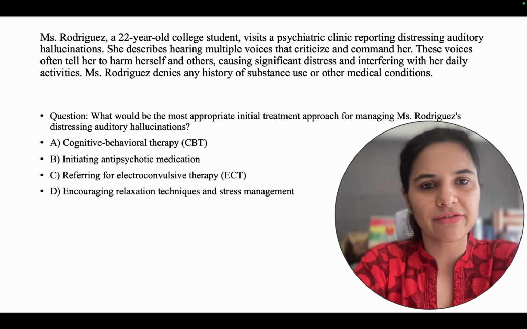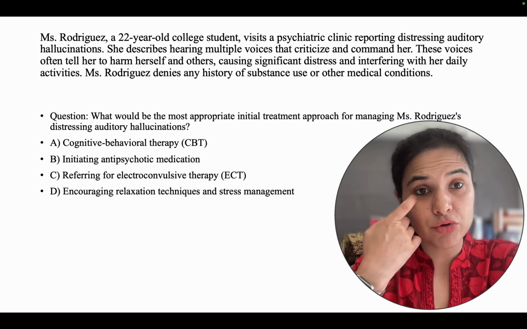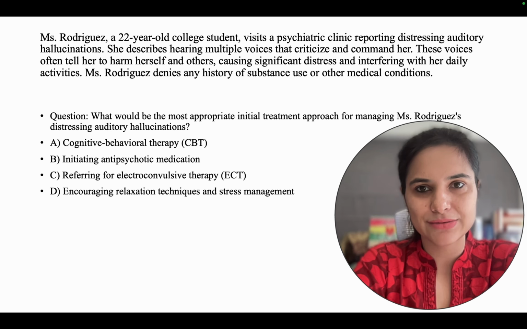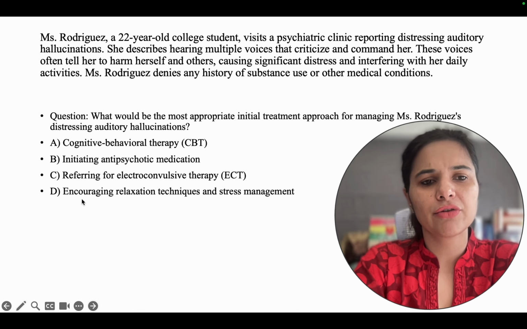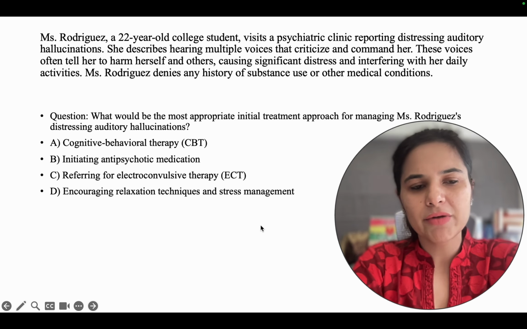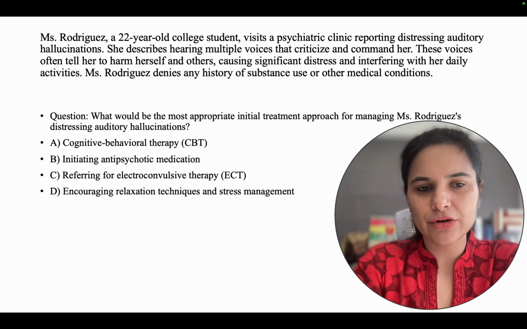It's been mentioned what kind of hallucinations to describe more specifically, and the diagnosis most likely seems to be schizophrenia here. So would you go directly for CBT? Would you go directly for antipsychotics? Would you go directly first for ECT? Would you go for encouraging relaxing technique and stress management? Now between B and C, a lot of people will say, why not C?